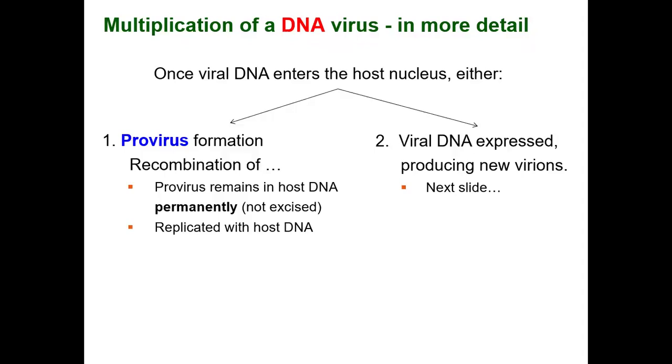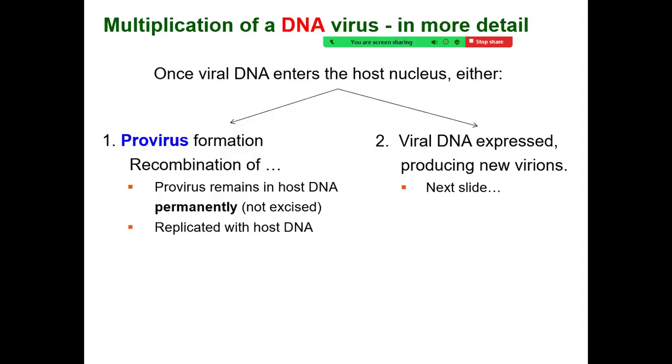And once this integration happens, it'll be permanently in the host chromosomes, meaning it is never excised. It will continue to be in the host cell for as long as the host cell is alive. And if the host cell divides into two, it will replicate the provirus, and then both daughter cells will get the provirus. So once this happens in an animal cell where the virus genome integrates into the host cell, it becomes a permanent fixture of the DNA of that host cell.